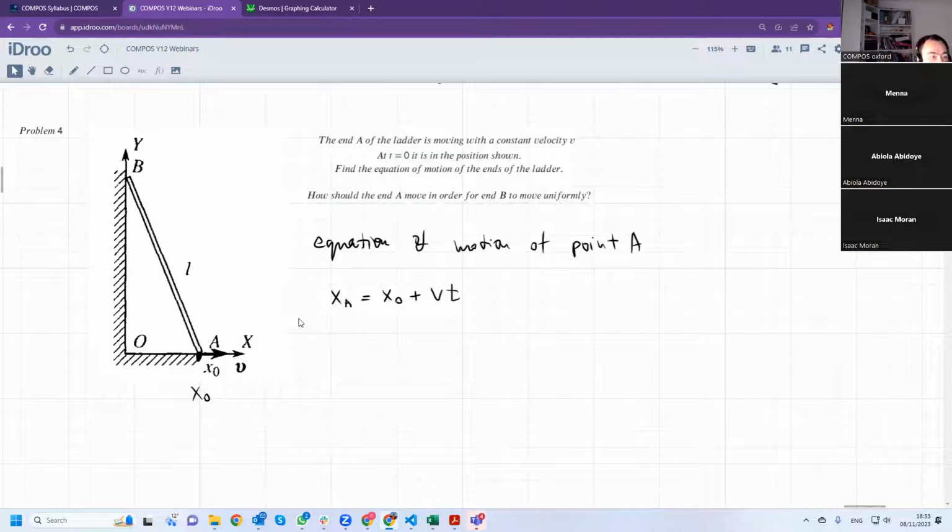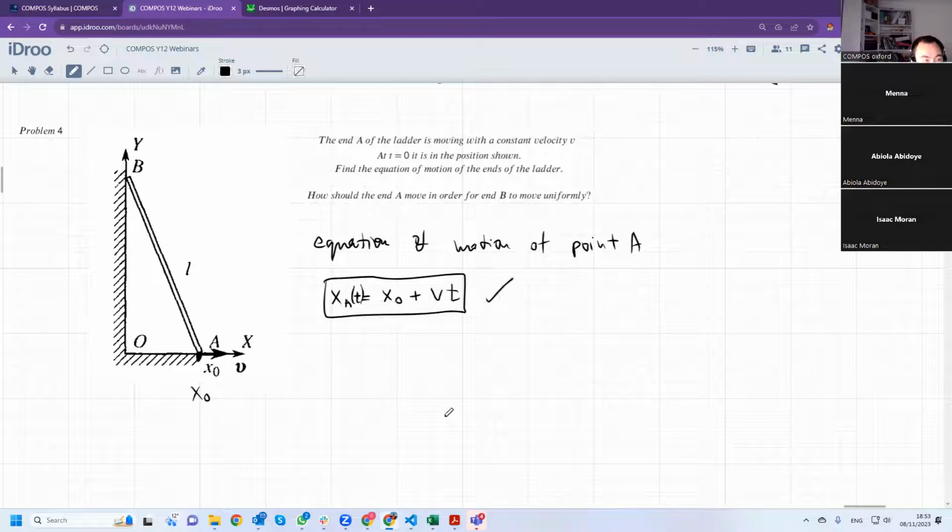Okay, velocity multiplied by t. So that's very straightforward. So why is this an equation of motion? Because it gives you the position of A at any given moment in time. You give it a time, and it gives you the position. So this is an equation of motion. Tick. All right, for point B.